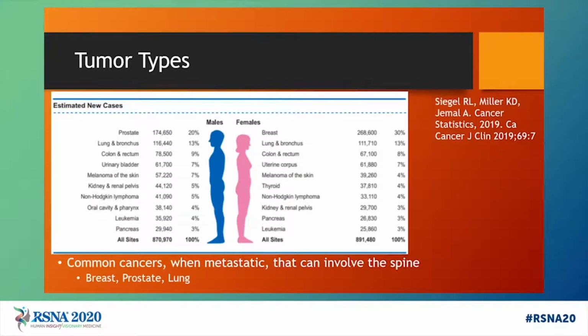If we look at cancer statistics in the United States from 2019, we see that prostate, breast cancer, and lung cancer are amongst the most common cancers, and these have a very high likelihood of involving the spinal axis when they metastasize.